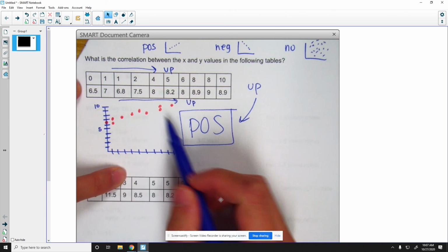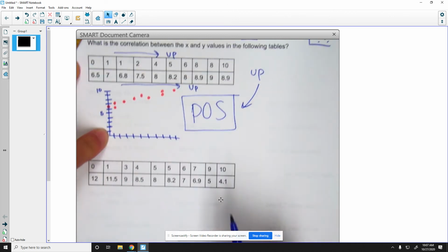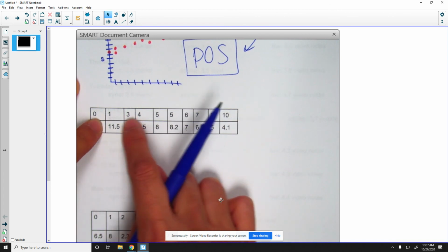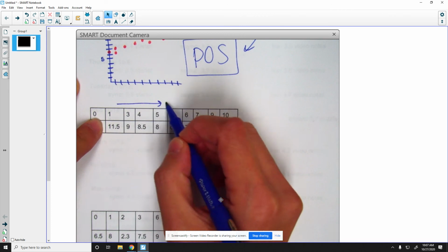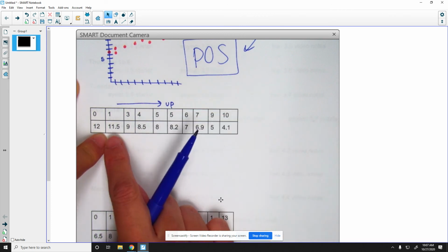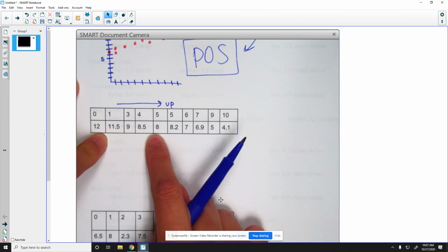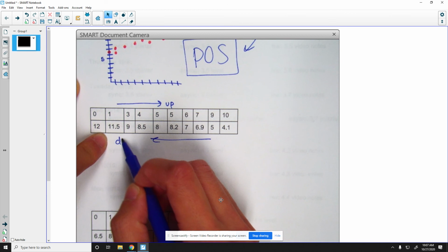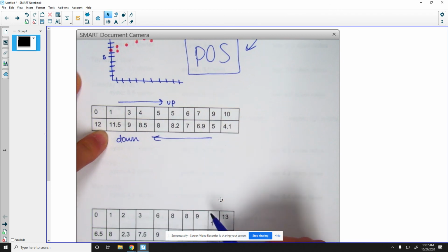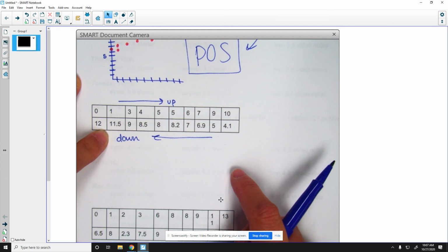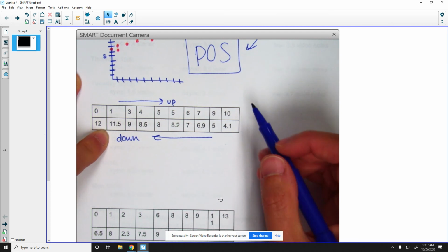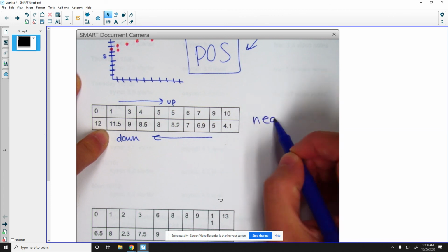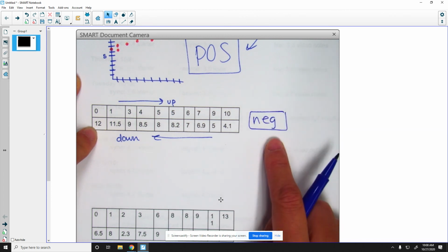So some of you can understand that just by looking at this, but I bet there are some of us that need to see the visual. Okay, so maybe take a look at this right here. So here, your numbers from 1, 3, 4, 5, 6, 7, 9, 10, they're going up. And here, 11 to 8 to 9 to 8 to 7 to 6 to 5 to 4, they're going down. So just by seeing this, what do you think? Do you think it's positive, negative, or no? It's negative.